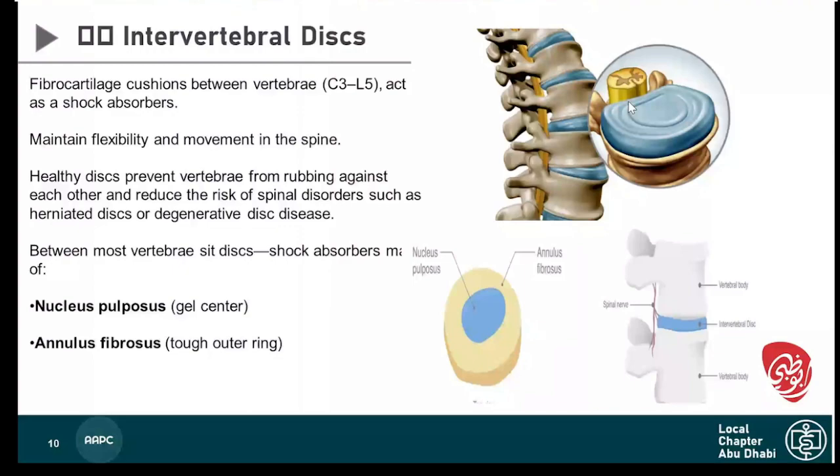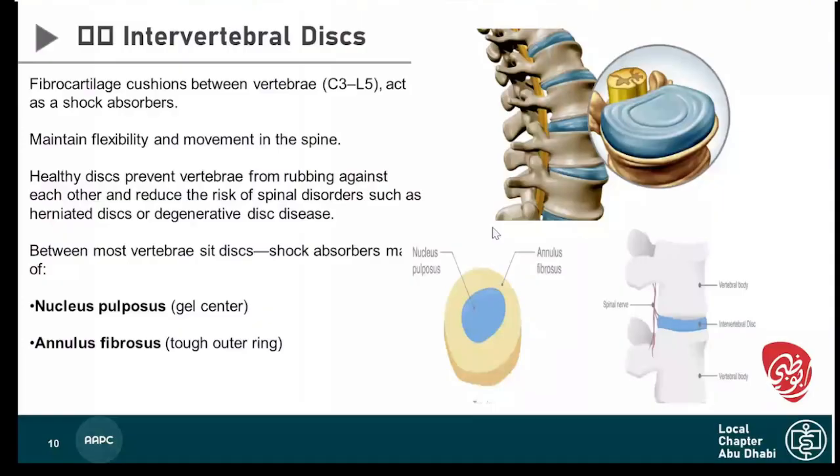When we see the structure of the disc, it has two parts. The outer ring is called the annulus fibrosus, and the center gel-like material is called the nucleus pulposus. These are the two main parts of the intervertebral disc.